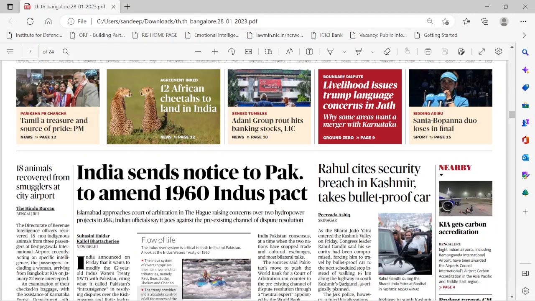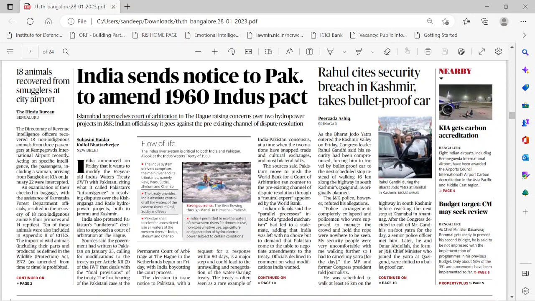So now, when we look at the first issue, see guys, 18 animals recovered from smugglers at the city airport. This is a very important issue, and in this issue when we look, most of these animals are included in appendix 2 of CITES. Fine. So when you look at CITES, what is CITES? Convention on International Trade in Endangered Species of Flora and Fauna. Now under that you have three appendixes, right? Appendix 1, which is threatened, appendix 2, which is critically endangered, appendix 3, which the range country requires.